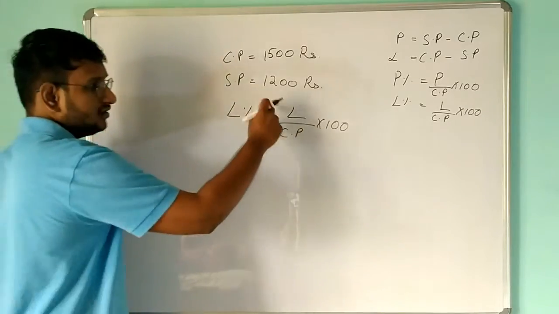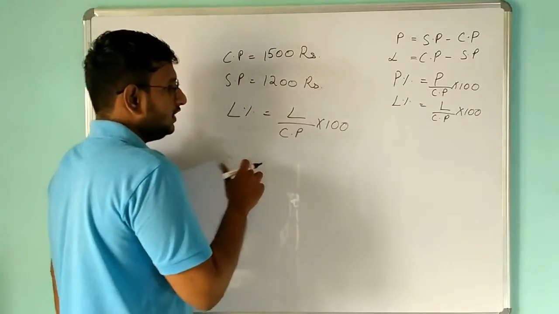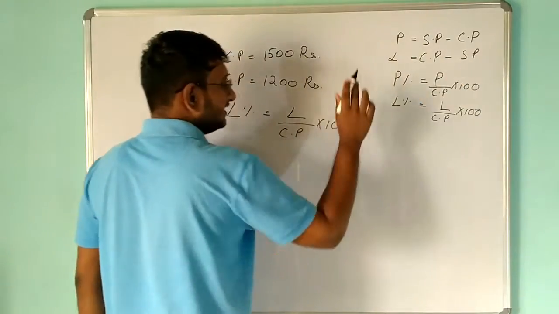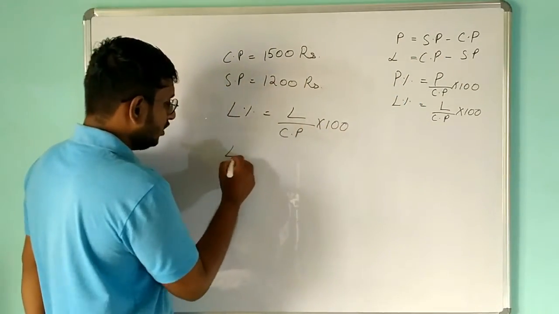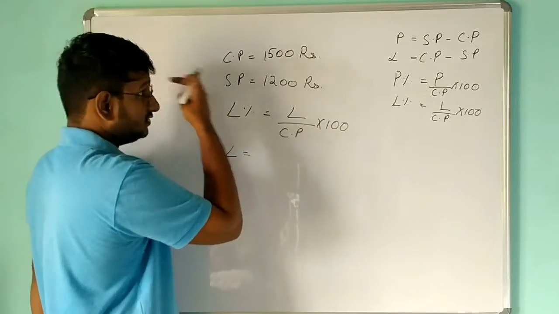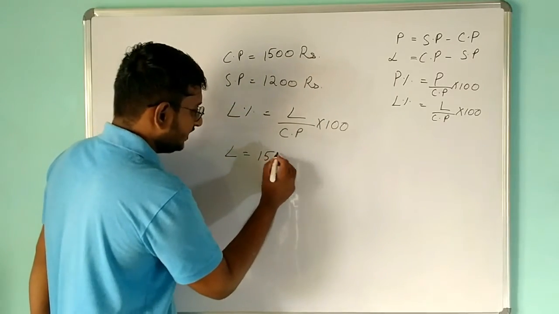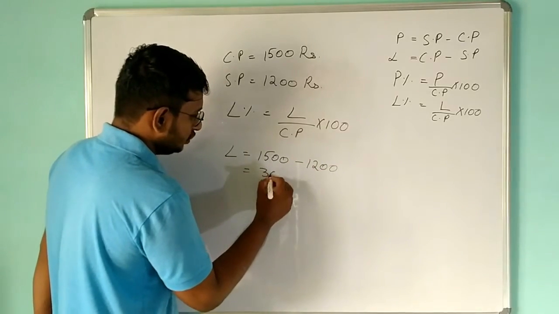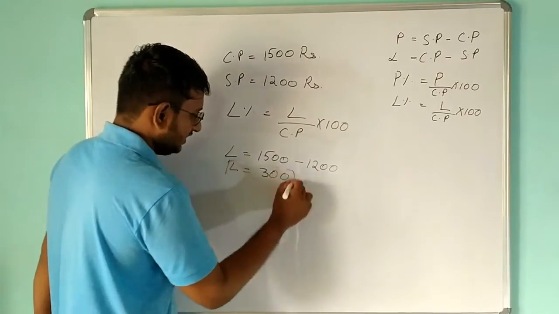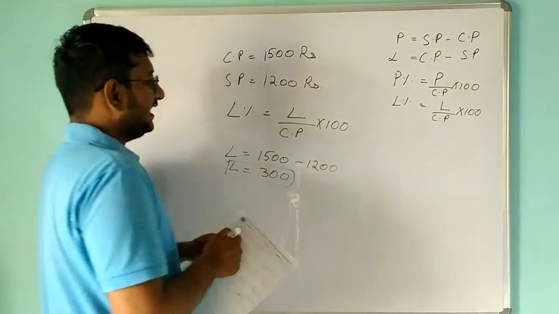We want to find what is the loss incurred. In order to find loss incurred, we need to use this formula, that is CP minus SP, cost price minus selling price. So what will be the loss? Loss is equal to cost price, which is 1500, minus selling price, 1200. So the loss is equal to 300. So L is equal to 300.